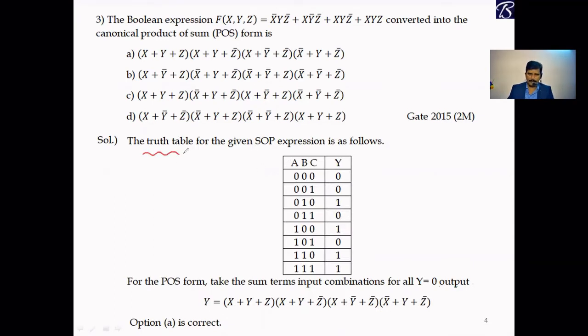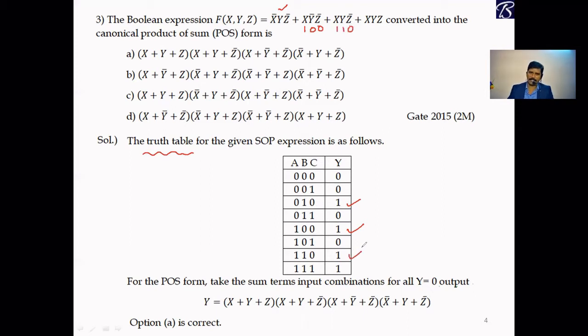Write the truth table for the given SOP expression. X bar, Y, Z bar. That means 0, 1, 0. See, 0, 1, 0, you write 1 here. Second min term, X, Y bar, Z bar. That means this is 1, 0, 0. That means here you write 1. And the third min term, X, Y, Z bar. That means 1, 1, 0.